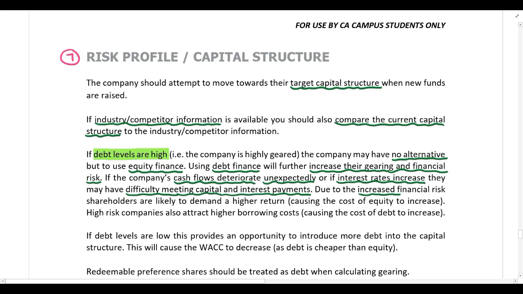And because of this increased financial risk, shareholders are going to be exposed to more risk. And if shareholders are exposed to more risk, they are going to want a higher return on their investment, and that is going to cause the cost of equity to increase. In addition to that, if companies have a lot of debt in their capital structure, they are highly geared, these high-risk companies also attract higher borrowing costs, because if you're more risky, banks that provide you with loans are going to charge higher interest rates, and that also causes the cost of debt to increase. So companies can't have too much debt in their capital structure.